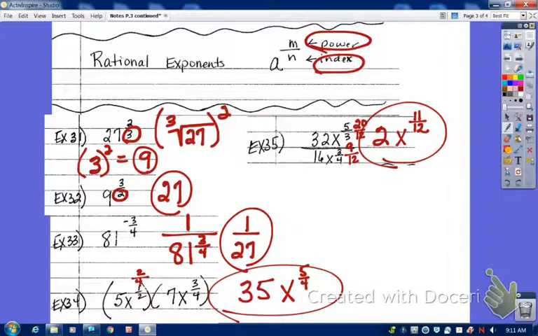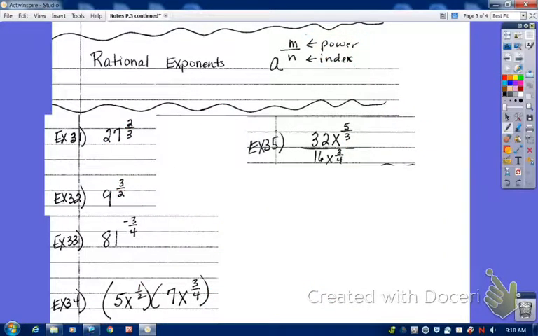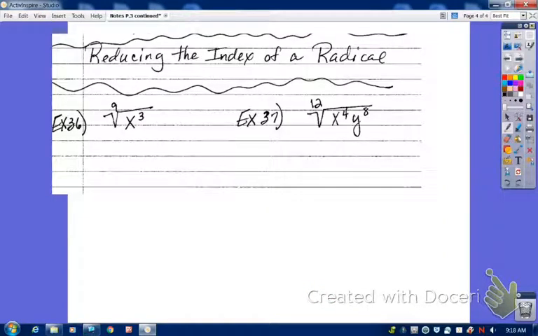Almost finished. All right, last 2 examples. Reducing the index is a way to simplify a radical. Reducing an index is a way to simplify a radical. So in 36, after everything that I've showed you, 9 is not going to divide into what? 3. 9 is too big.